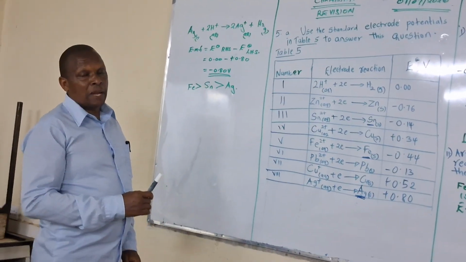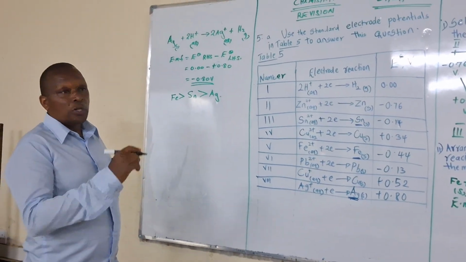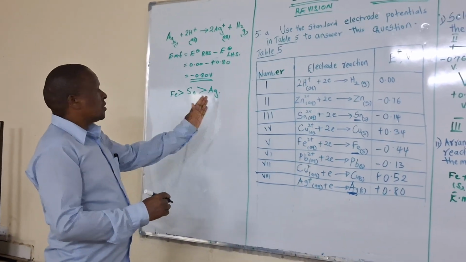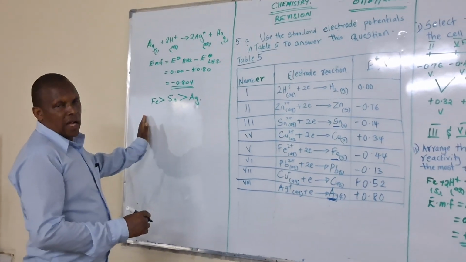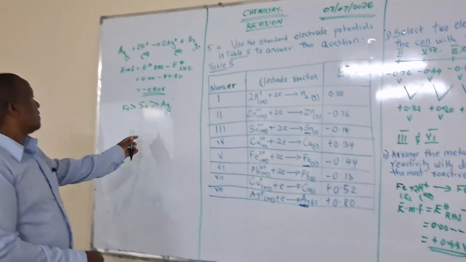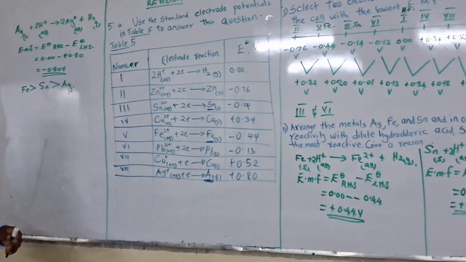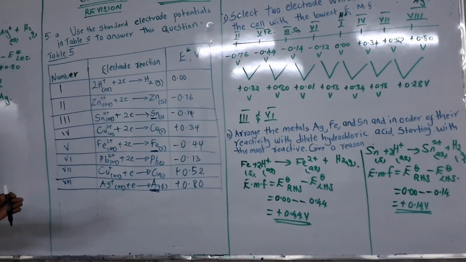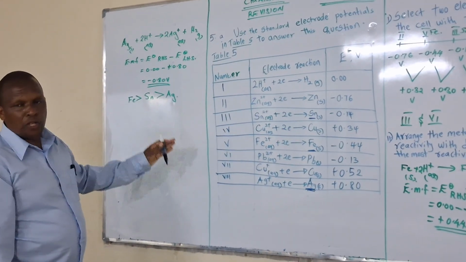If you are told to give the explanation, you say the standard reduction potential for the cell reduces from iron to silver, or you say it increases from silver to iron. And that is the explanation. That is, iron, positive 0.44, is the highest EMF. Tin, 0.14, is following iron. And lastly silver, negative 0.80 volts.